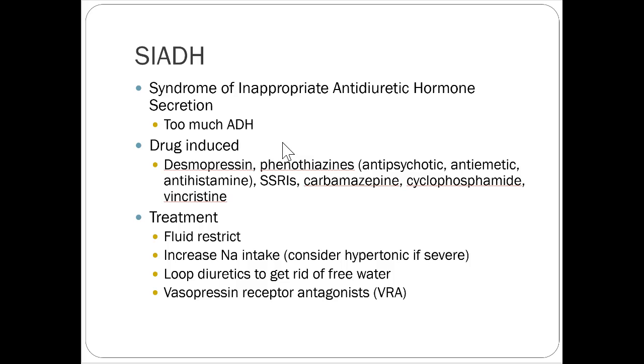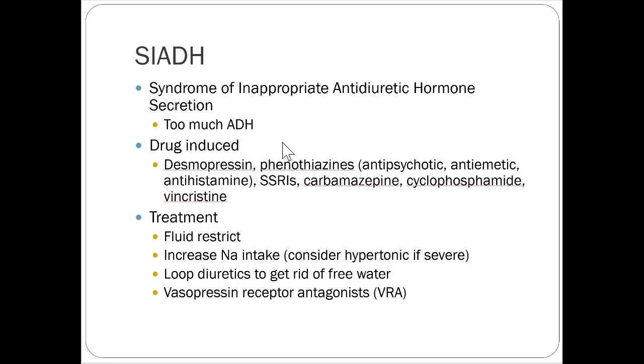Okay, I mentioned SIADH quickly before, and we'll talk about it in a little more detail now. It's syndrome of inappropriate antidiuretic hormone secretion, which basically means you have too much antidiuretic hormone floating around. This can be drug-induced, so there's a couple of products out there. Desmopressin is basically synthetic ADH, so if you took too much of that, potentially you might see this. Phenothiazines are certain antipsychotics, antiemetics, and antihistamines that fall into this category. SSRIs are serotonin reuptake inhibitors commonly used for depression. And then some other drugs: carbamazepine, the chemotherapy agents cyclophosphamide and vincristine as well.